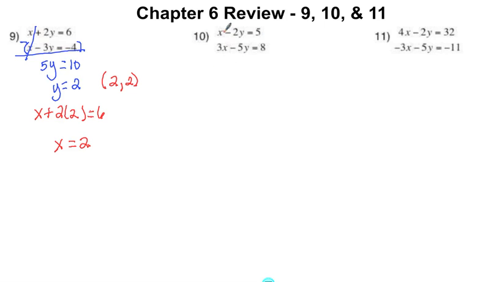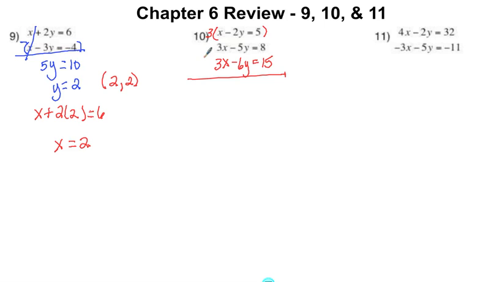Number 10, if you'll notice, they're all lined up. My equal signs are lined up, constants, y's, and x's, but nothing will drop out if I add or subtract, meaning I'm going to have to multiply one or both of these to make something eliminate. So I want my x's to eliminate because that way I only have to multiply the top one by 3. If I eliminate my y's, I'd have to multiply the top by 5 and the bottom by 2. So we're going to go ahead and multiply by 3. I'm going to rewrite it below. So I get 3x minus 6y equals 15.